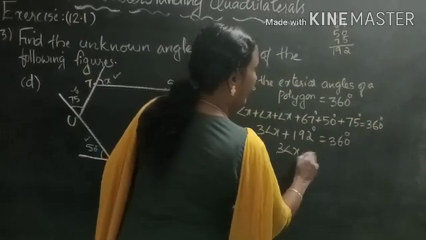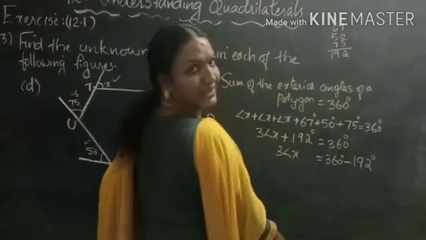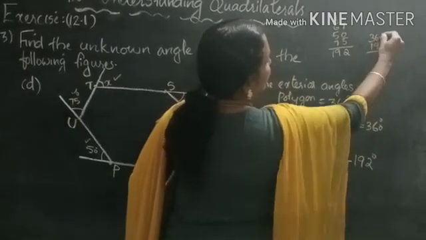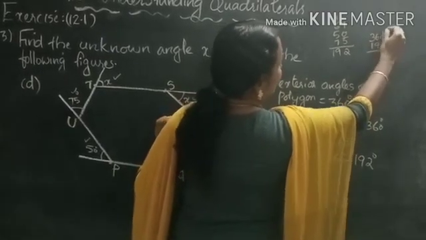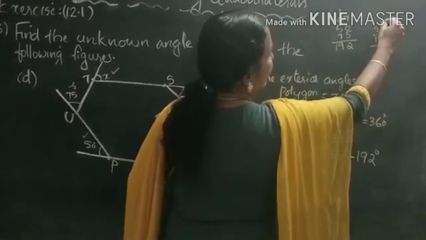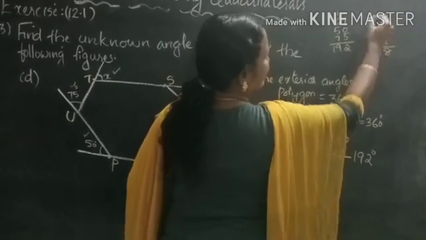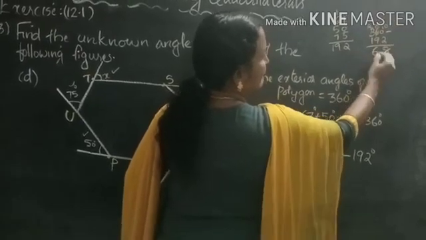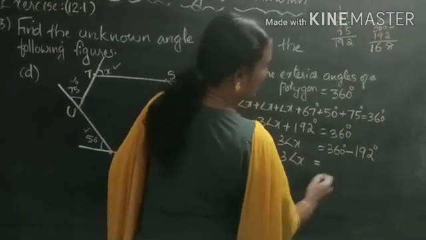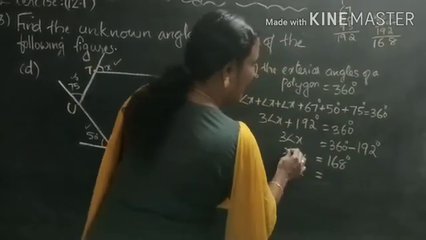So 3 into angle X is equal to 360 minus 192 degree. Here 0 minus 2 is not possible, so we take 1, 10 minus 2, 8. Again 5 minus 9 is not possible, so we take 1, 15 minus 9, 6. 2 minus 1, 1. So 3 into angle X is equal to 168 degree.